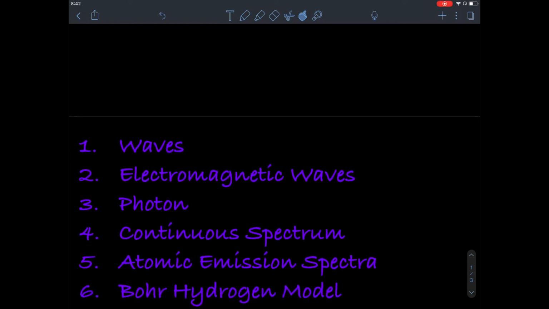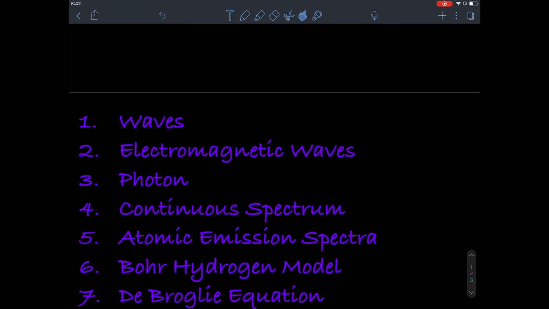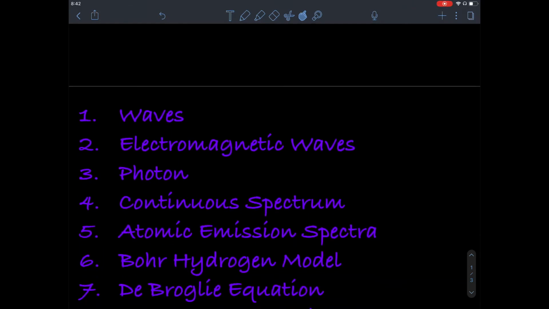Next, 6, the Bohr hydrogen model. Physicist Niels Bohr created an atomic model of hydrogen. He noticed how electrons from higher energy levels would emit more photon energy as they dropped to lower levels than electrons at lower energy levels. Next one, number 7, the de Broglie equation. The de Broglie equation explains that all particles have wave-like properties.